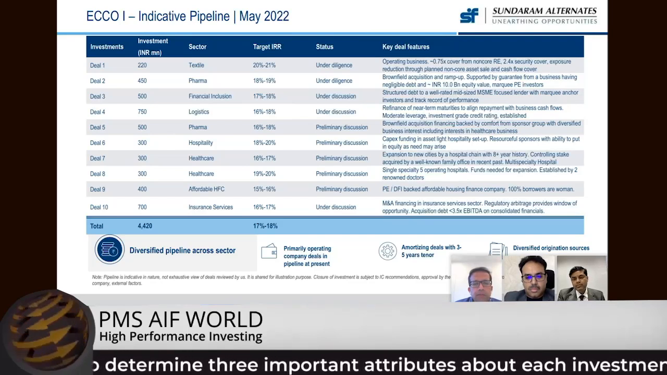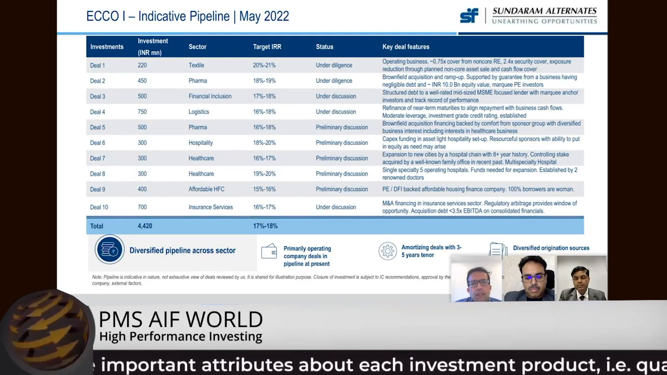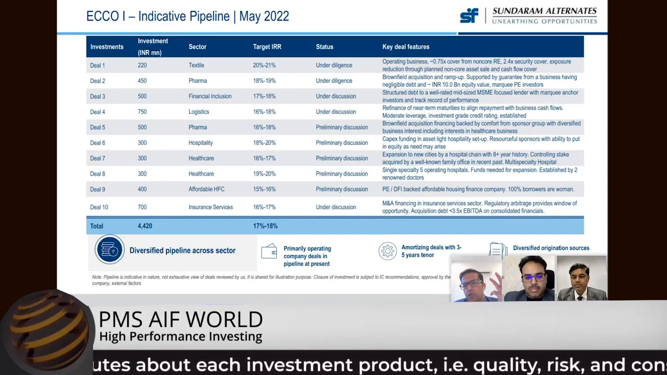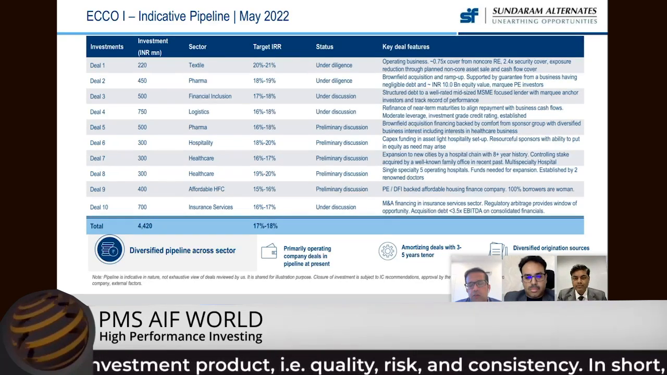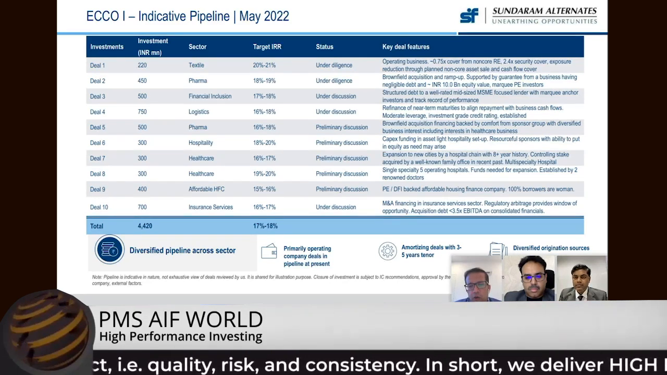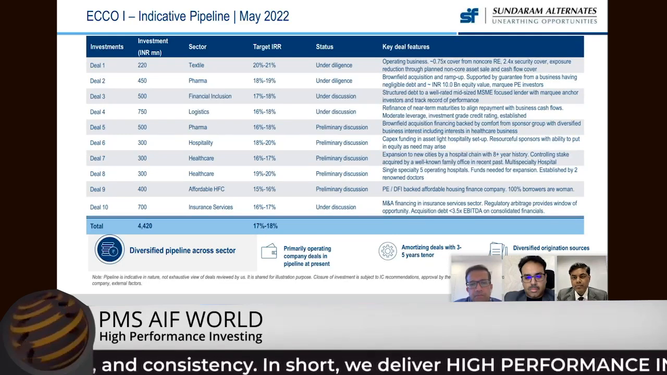So with this, Chandan, maybe you can quickly go through the unique value proposition in each of these businesses, touching upon the security, the yield, and essentially the key reason why we're looking at each of these transactions, very quickly, for our audience. And then I'll circle up on the next steps.